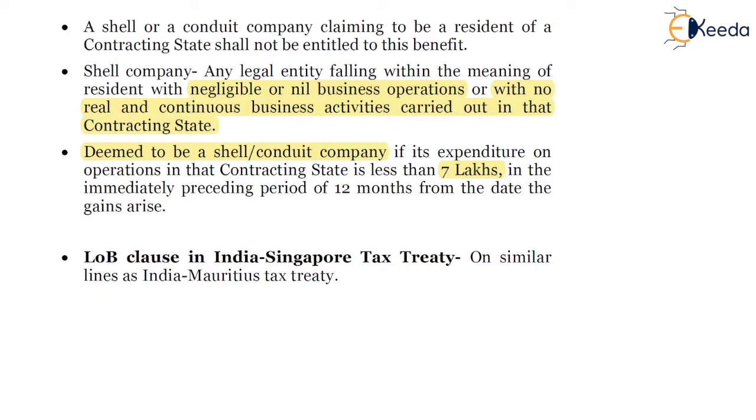Meaning, before the capital gains arise, what C Limited did was they carried out certain activities just to ensure that they do not fall under the definition of shell company. However, as per the second last bullet point, which is deemed to be shell conduit company, the activities carried out by C Limited were less than 7 lakhs. The expenditure was less than 7 lakhs. In such a case, C Limited will be deemed to be a shell company, and accordingly treaty benefits won't be available.